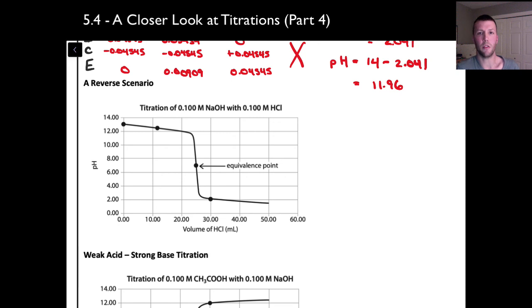In the examples we just worked through, remember that sodium hydroxide was our titrant and hydrochloric acid was our analyte. We should be familiar with the reverse situation as well, where the hydrochloric acid is the titrant and the sodium hydroxide is the analyte. And so everything we talked about still applies, but the situation is in reverse.